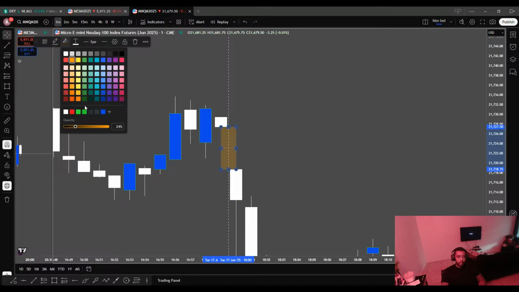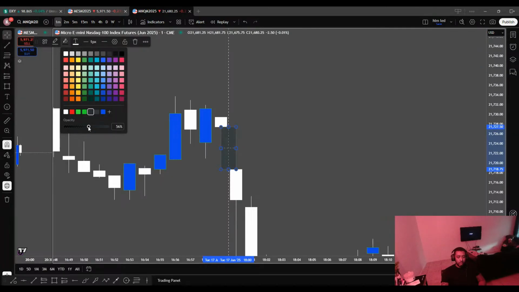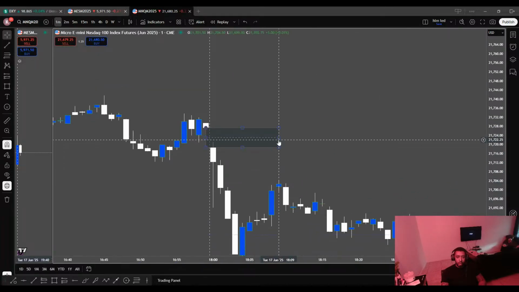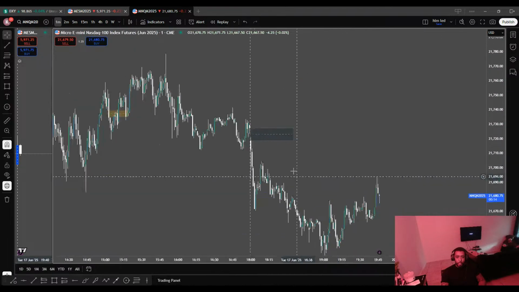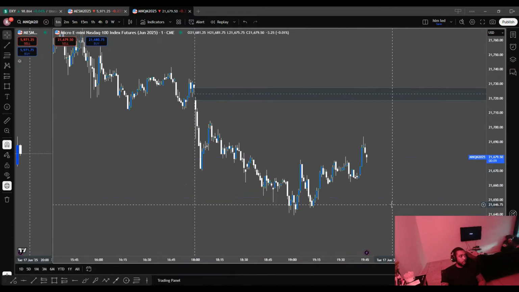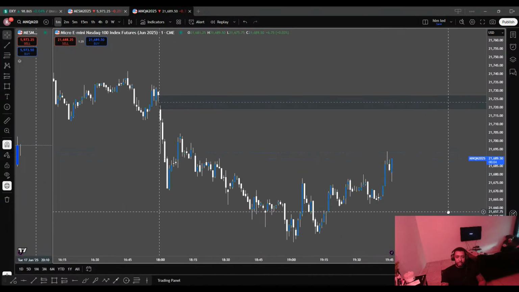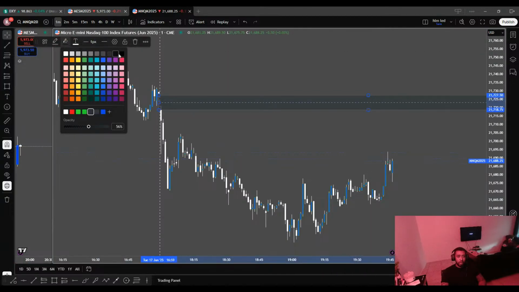Make that black. I kind of like using black for some reason with these chart colors. So they said whenever it gaps down less than around 100 points, it's a 70% chance that it will come back to this gap that got created. Yeah, that's the black I like.